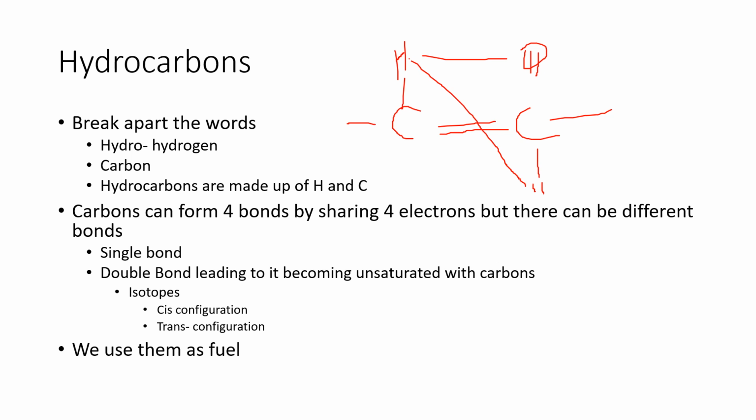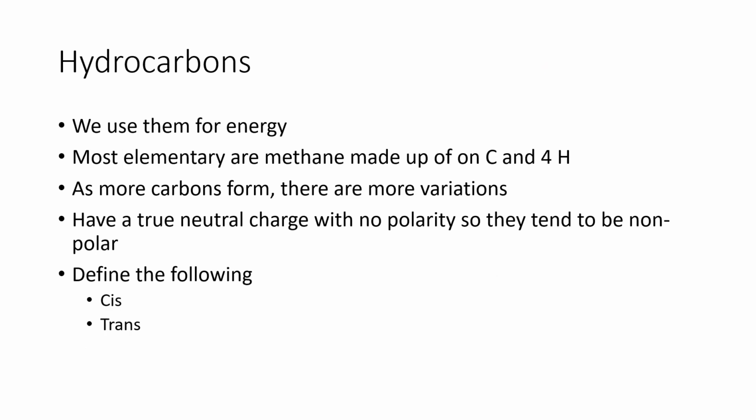Hydrocarbons we tend to use as fuels, and the most elementary one is methane, which is one carbon with 4 hydrogens, which can actually form spontaneously. Now, here I actually tell you hydrocarbons we use for energy. The most elementary is methane, which is composed of carbon and 4 hydrogens. As more carbons are formed, we actually do have more variations. And one of the neat things about this is these tend to be nonpolar. What it means is they don't have a negative side and a positive side. They tend to be more neutral.